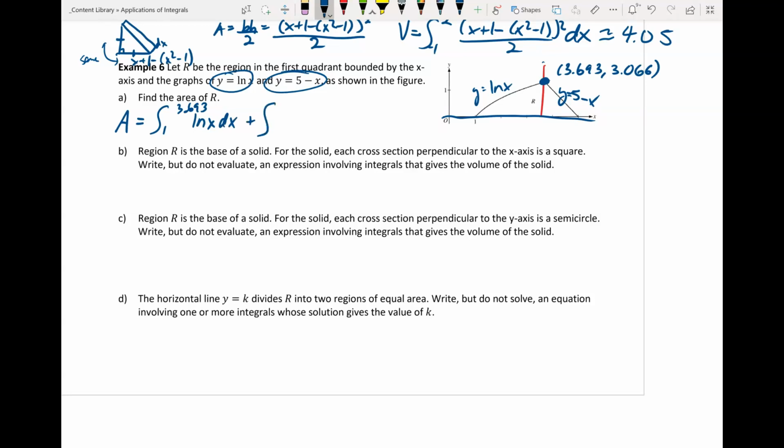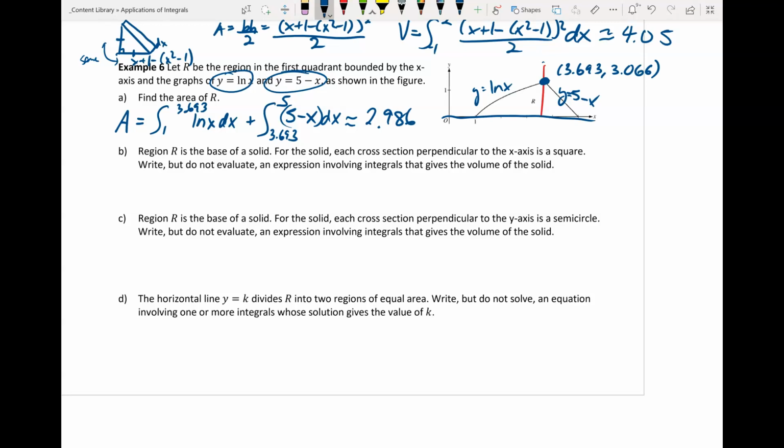Then for the next part, I'm going to go from 3.693, which is the x value of our intersection point, all the way to the end, and we end at 5. Our top function is 5 minus x here, and then our lower one is 0, because that is our x-axis, but I don't need to include that. Then we can use our calculator to help us calculate this, which is 2.986.